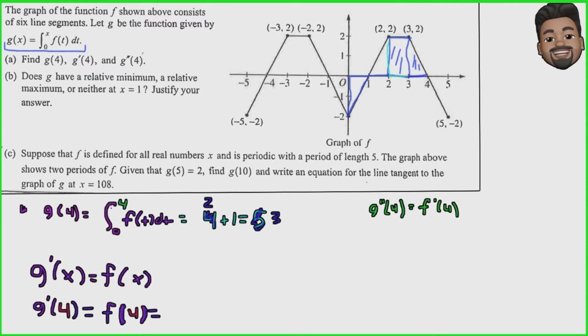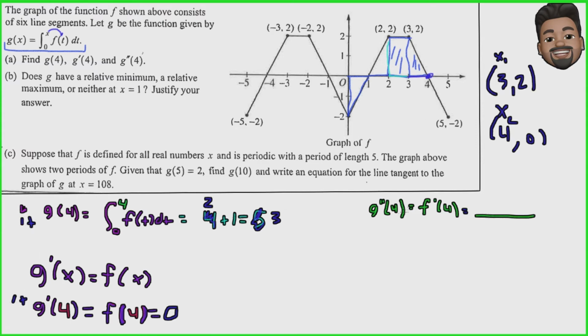Now, if we go to do the next part, G prime of 4. I know this may be annoying because we have to do this every single time, but we need to take the derivative of G. The derivative and the integral cancel out, so G prime of X equals F of X. We plug in our 4. G prime of 4 is just F of 4. What are we given? We're given the graph of F. So what is F of 4? F of 4 is in fact 0. That is the Y value. So 0. Done. 1 point. Let's move on to this one right here.